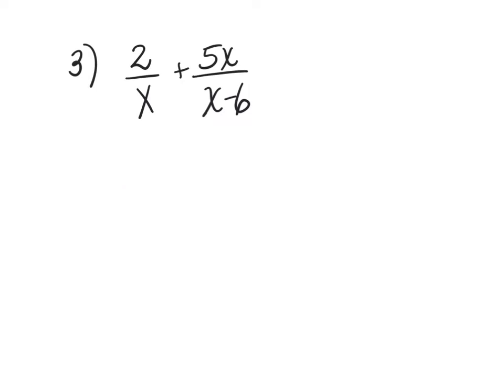Example number 3. We have 2 over x plus 5x over x minus 6. Now remember, like before when we were solving those rational equations, this x minus 6 is a unit. So my LCD is going to need an x from the monomial x, and it's going to need an x minus 6 from the other denominator. So that is my LCD, an x and then an x minus 6. So I'm going to build those common denominators.